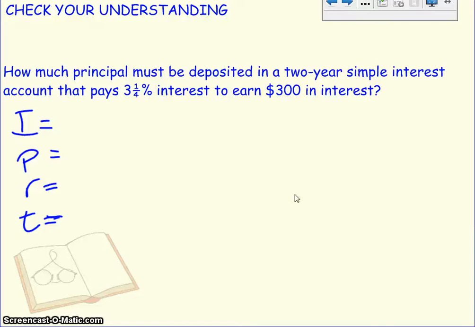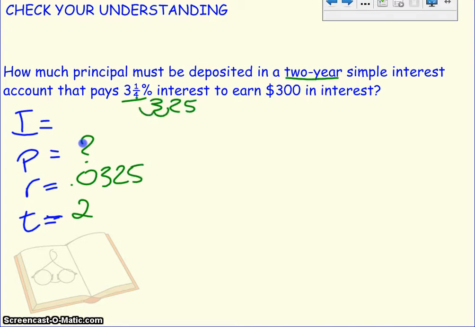All right, continuing on from the first video, looking at the check your understanding for example 5, it says how much principal. So again, the principal is going to be my unknown value, must be deposited in a 2-year, so that's 2 for time, in an account that pays 3 1/4. Now if you even say that out loud, 1/4 is going to be 0.0325. Now don't be afraid to write that as a decimal first and then move it over. You don't need to do it all in one step. And it says to pay interest of $300.